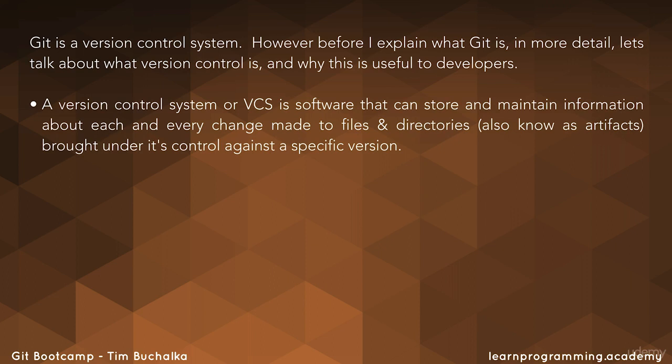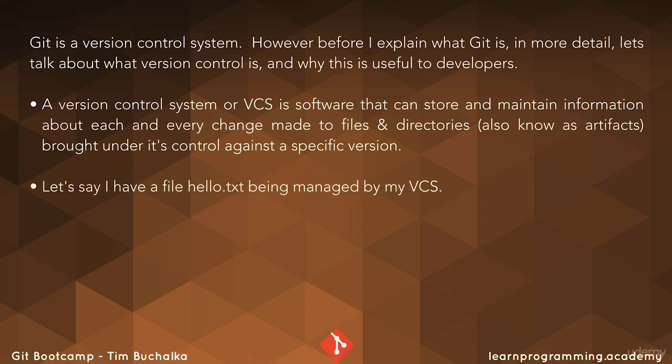So a version control system, or VCS for short, is software that can store and maintain information about each and every change made to files and directories, which are also known as artifacts, and these files and directories are brought under its control against a specific version.